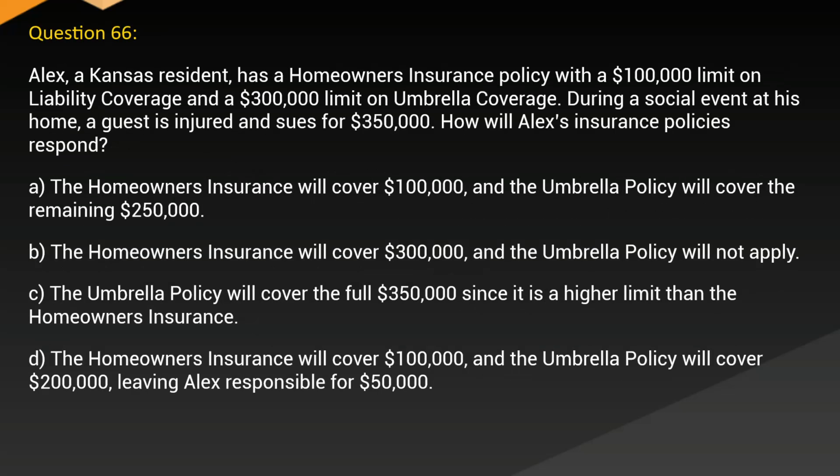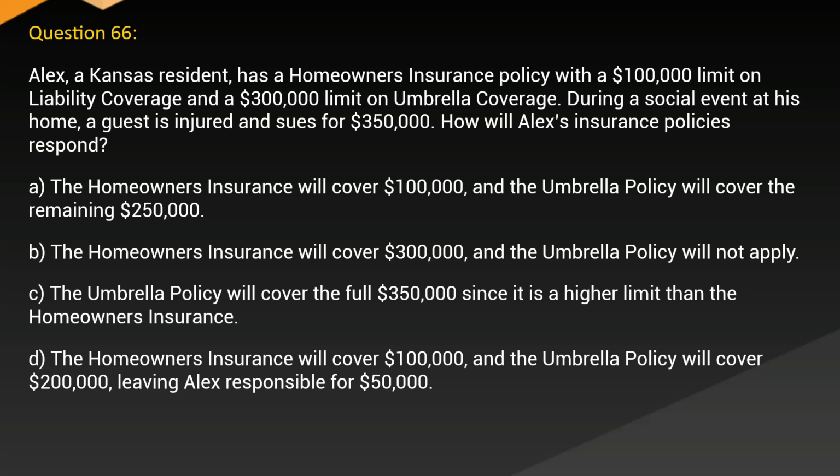Question 66. Alex, a Kansas resident, has a homeowner's insurance policy with a $100,000 limit on liability coverage and a $300,000 limit on umbrella coverage. During a social event at his home, a guest is injured and sues for $350,000. How will Alex's insurance policies respond?